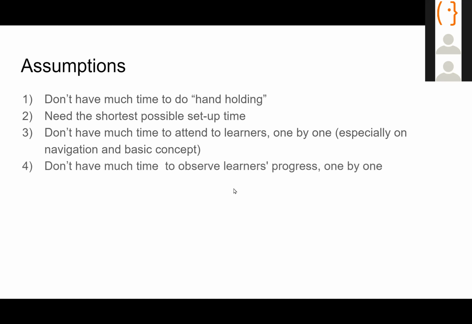And the fourth is you don't have much time to observe learners' progress one by one. Because, you know, let's say you have 50 students in 10 groups. It's hard to observe one by one because you have to click into their screen and observe, or you can observe it from the CT's view, which is what we are talking about today.